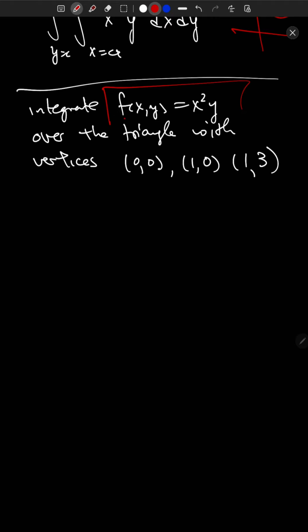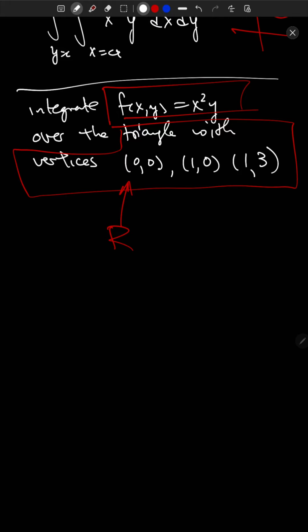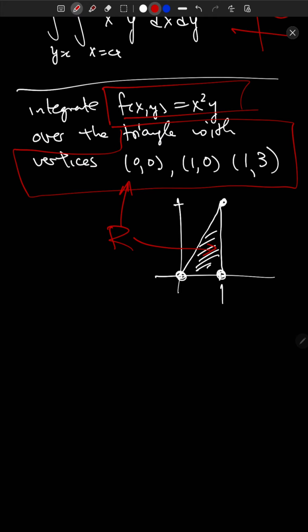Okay, so the key to all these problems is you want to draw the region. Always draw the region. It's really, really easy to make mistakes if you do not draw the region. So let's see. We've got a triangle. Its vertices: 0, 0. 1, 0 is here. And we got 1, 3 is right there. So this triangle is going to be this guy right here. Okay, so this is 3 right there.